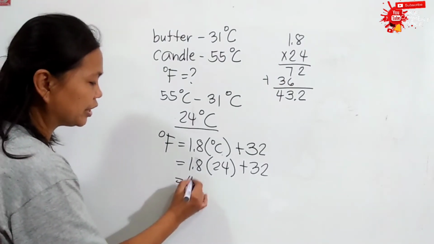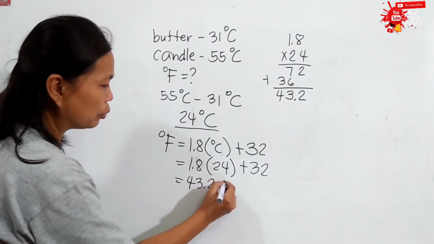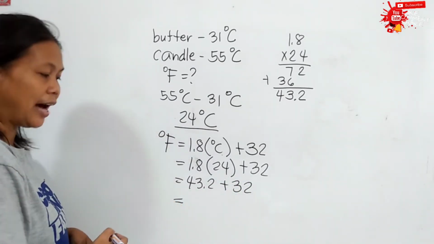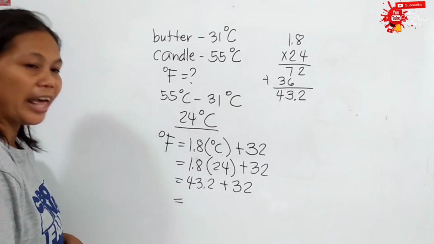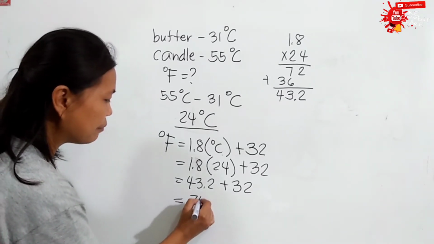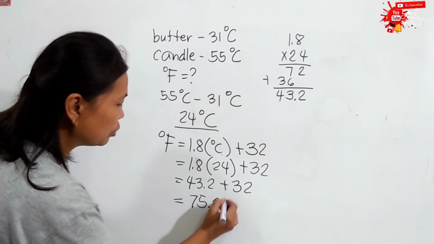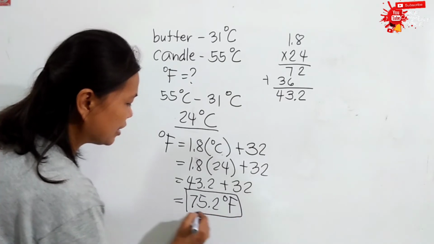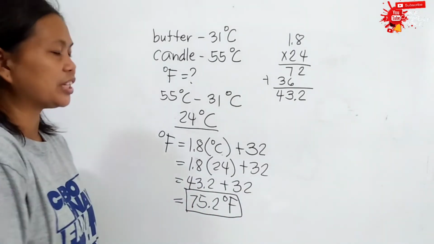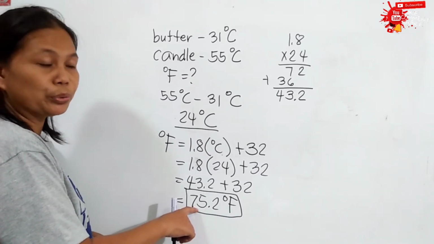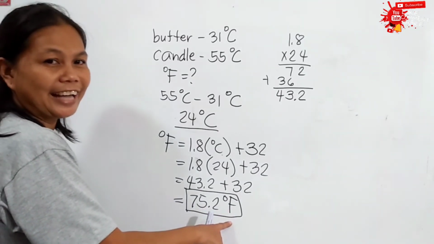So we will have 43.2 plus 32. Let us get the sum of 43.2 and 32. So we will have 75.2 degrees Fahrenheit. So the difference between the melting points of butter and candle in degrees Fahrenheit is 75.2 degrees Fahrenheit.